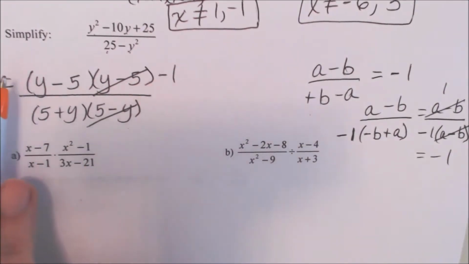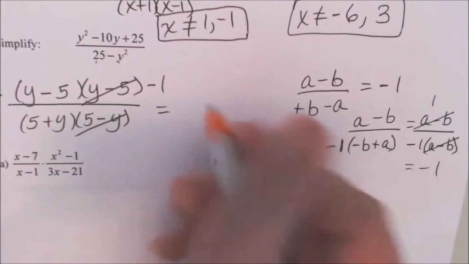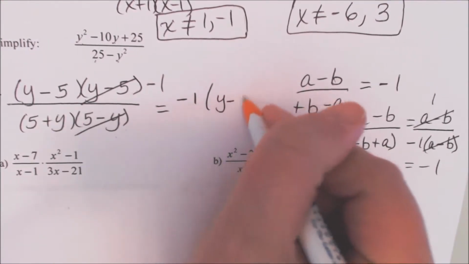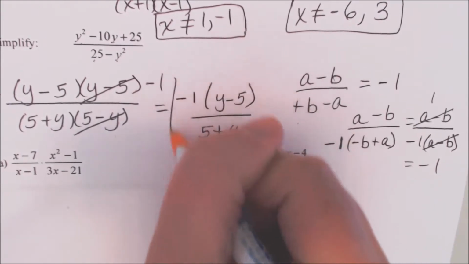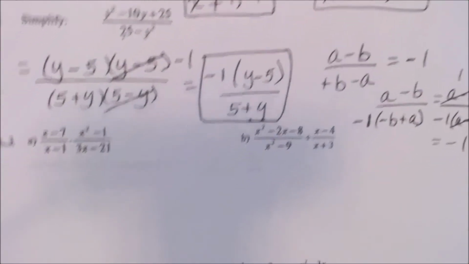This is negative 1 that's being multiplied by the y plus 5. So I'm going to rewrite this so the negative 1 is in the front of the y minus 5 in the numerator and the 5 plus y in the denominator. And that is completely simplified.